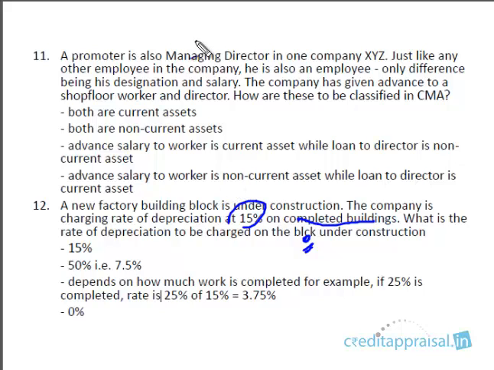Again, this is a concept which we discussed under fixed assets. While discussing fixed assets, we discussed that this is work in progress, under construction, right? We are not going to charge depreciation on work in progress. Please note that depreciation is only on completed assets. This is work in progress, so here we are not going to charge any depreciation. So what is the depreciation to be charged? 0%.